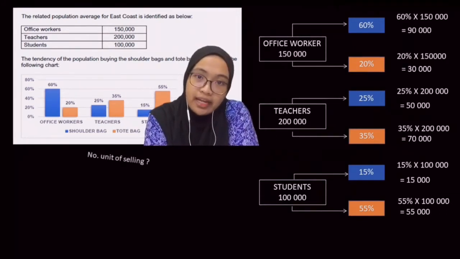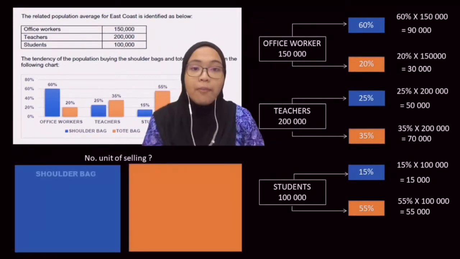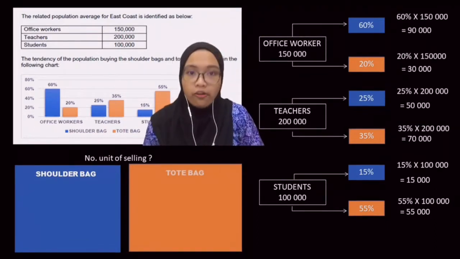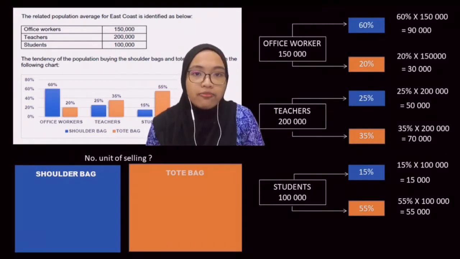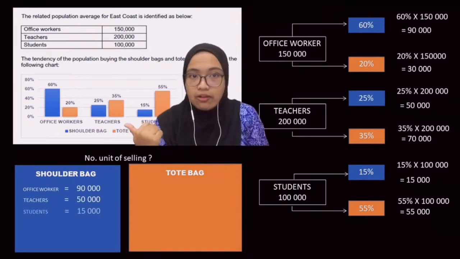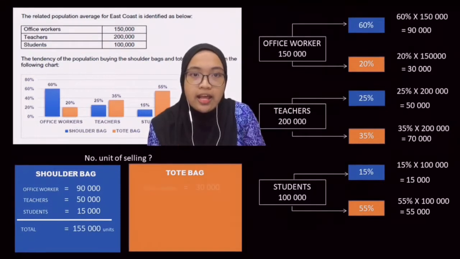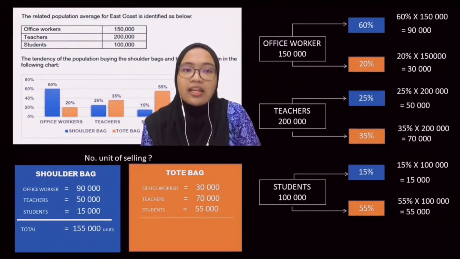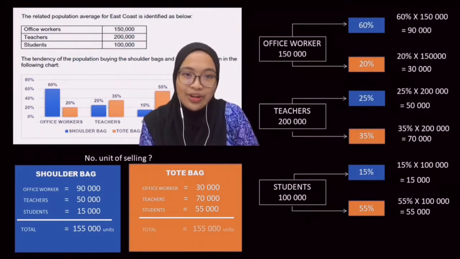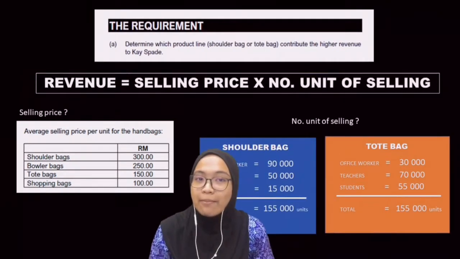Back to our problem earlier, which is the unit number of selling. From here we can calculate the unit number of selling by adding the total number of population according to the type of bag purchase. For the shoulder bag, we add 90,000, 50,000, 15,000 and we get 155,000 units. Same with the tote bag. We total it all and finally get 155,000 units.